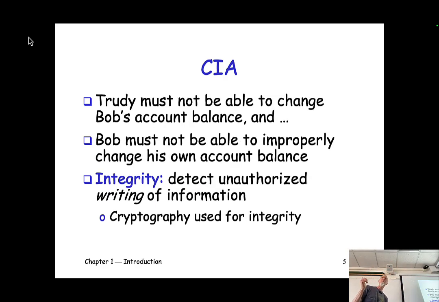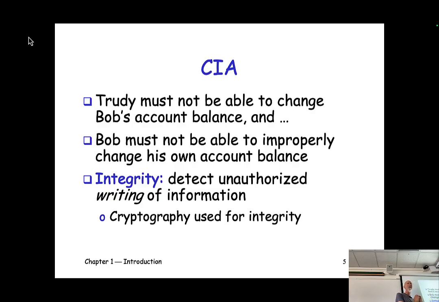Another point is that Trudy must not be able to change Bob's information. You can make it so that she cannot read it. Maybe she can't see what Bob's account balance is, but there are still some bits that represent it. What if she goes in and flips some of those bits? Then Bob's account balance would be different than what it's supposed to be. So we have to protect the integrity of Bob's information. We describe integrity as: we want to be able to detect unauthorized writing. If you make a change and you're not authorized to do that, we want to detect it.